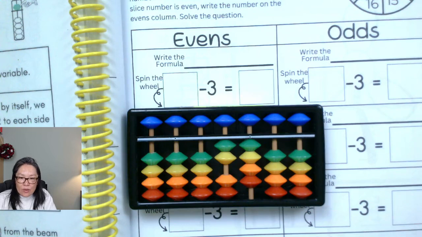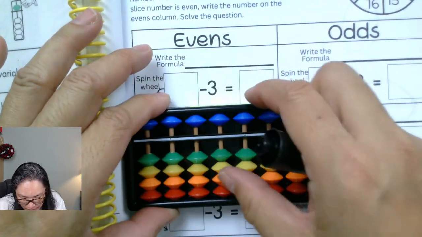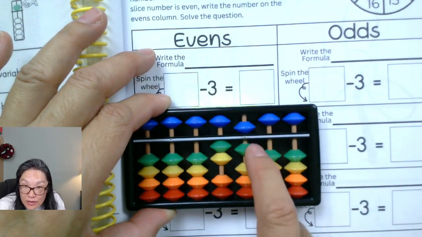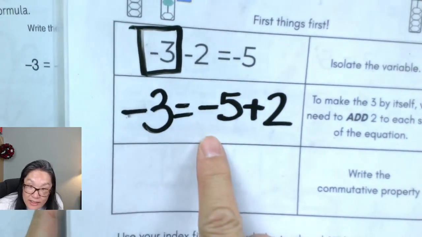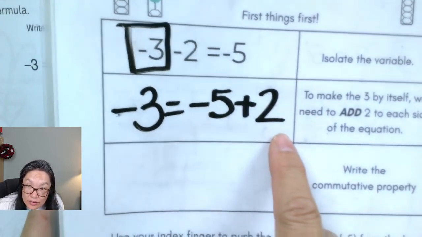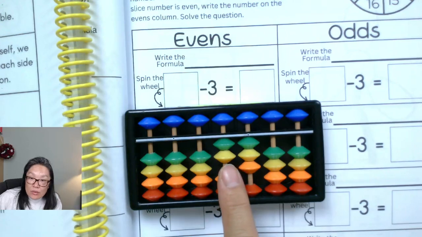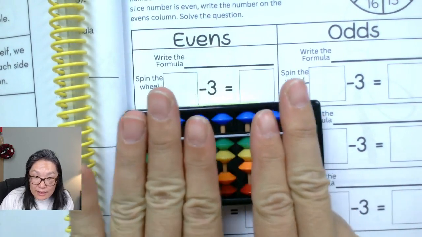Hey, welcome. When we look, right? So, if I have 26, and I take away the 3, is there any beads to take away the 3? No. I need to minus the 5 plus the 2. So my final answer is 23. Notice I'm only doing one column at a time.